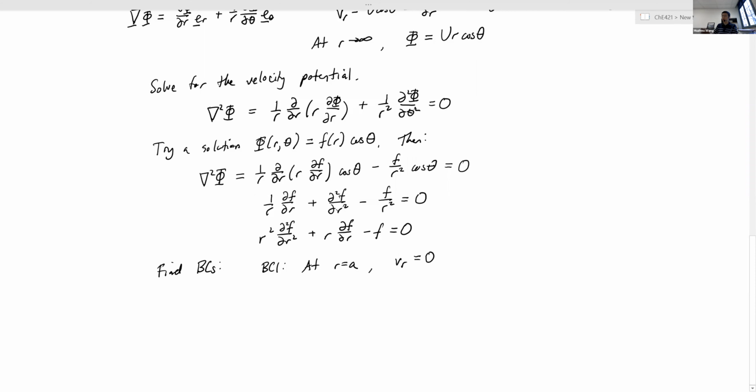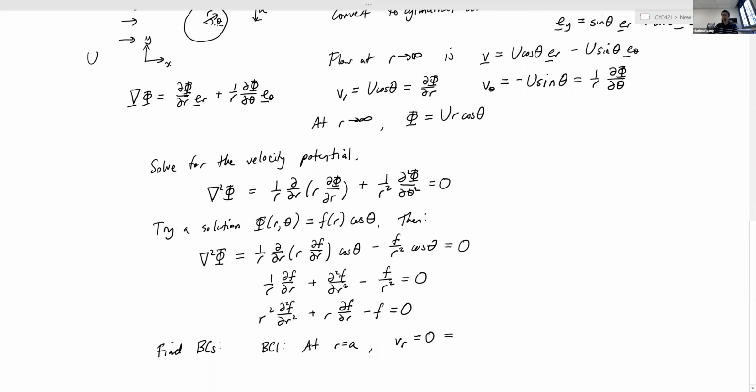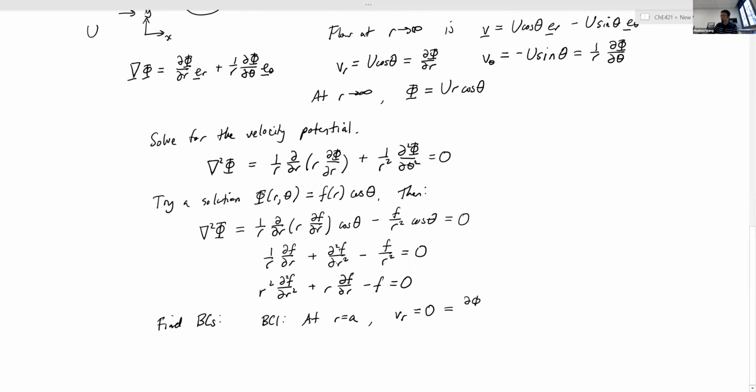Now, of course, V is just the gradient of phi, and so Vr is just equal to d phi dr. Now, if d phi dr is equal to 0, then phi is just f of r times cosine of theta. And so this implies that df dr is equal to 0. Okay, that's one boundary condition. Can anyone think of a different boundary condition? We're going to need one more, right?